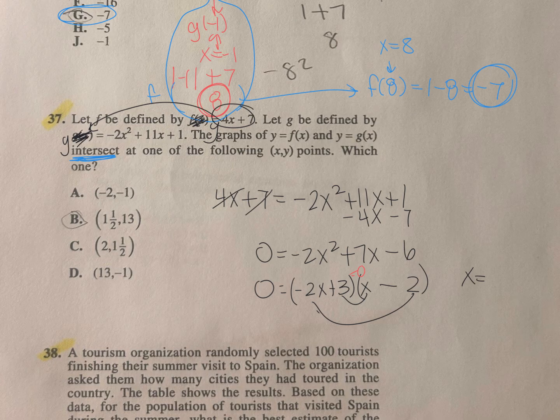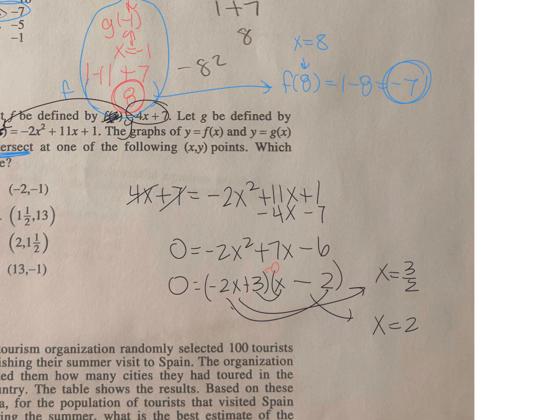One solution is 3 over 2. The other solution is 2. Then go plug those in and find the y's that go with them. I used this first equation, 4x plus 7, and plugged in my x's. This one gave me 13, and this one gave me 15.